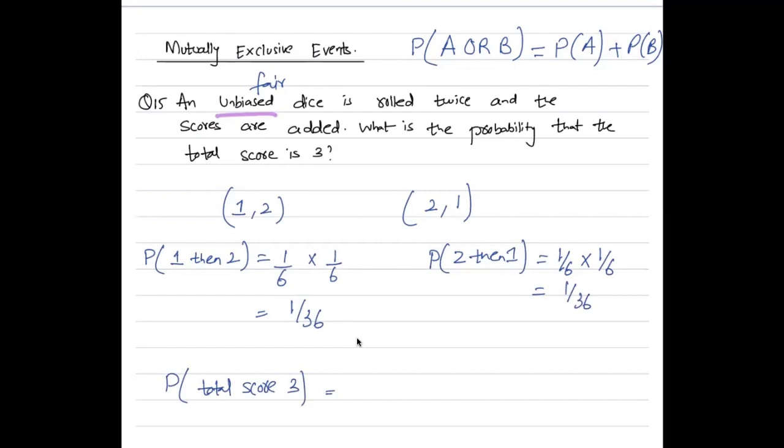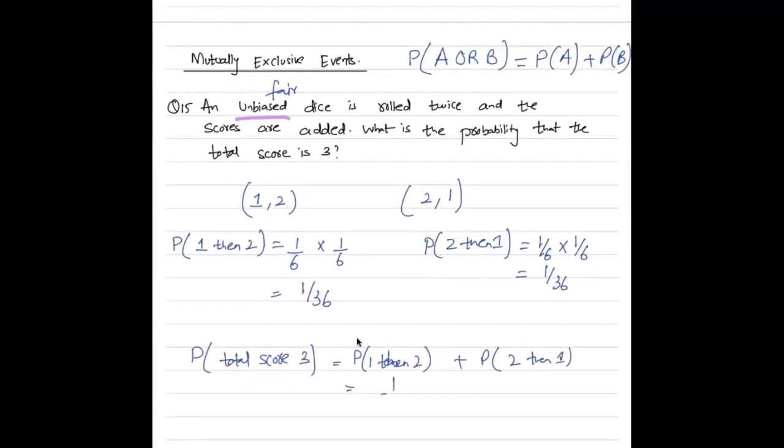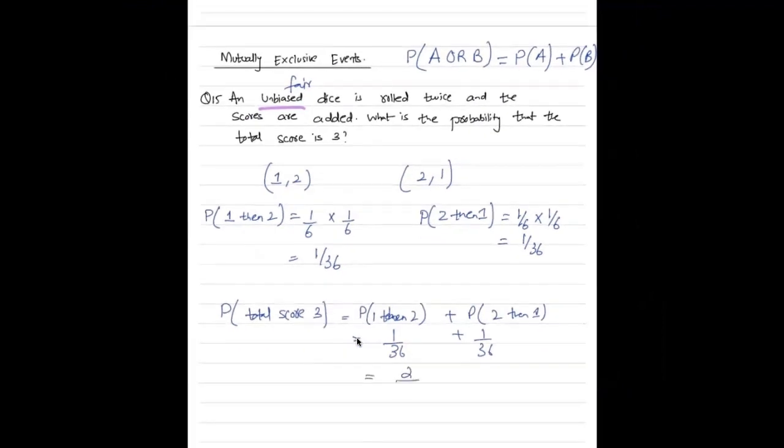So you can have this option, or you can have this option. You can have probability of 1 then 2, or probability of 2 then 1. So the probability is 1 upon 36 plus 1 upon 36. That is 2 upon 36, which is 1 upon 18. Is everyone clear till here? Is the question clear?